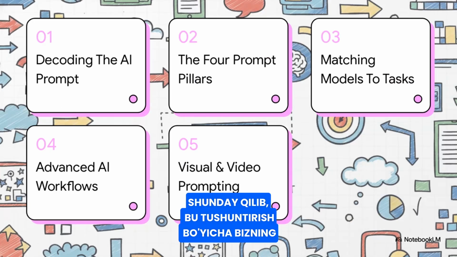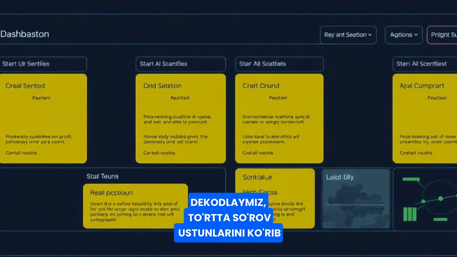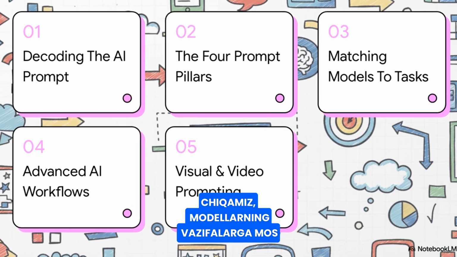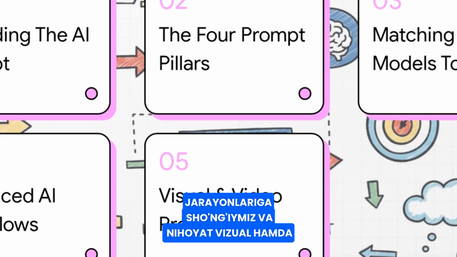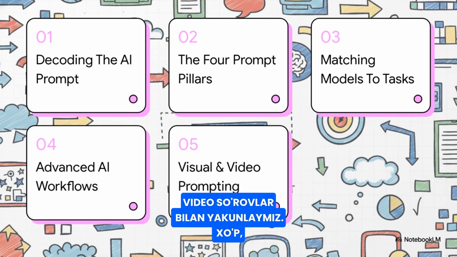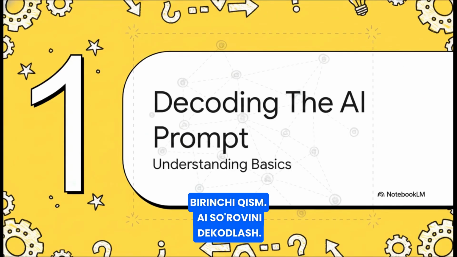So here's our roadmap for this explainer. We're going to decode the AI prompt, look at the 4 prompt pillars, match models to tasks, dive into some advanced workflows, and finally wrap up with visual and video prompting. All right, part 1, decoding the AI prompt.